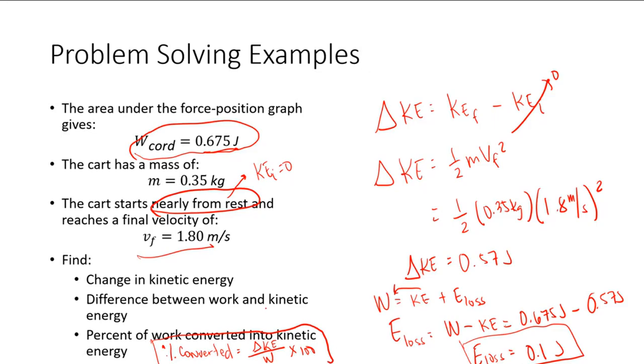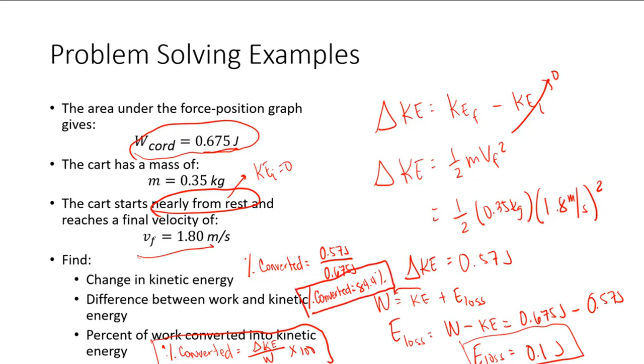That means that for the percent converted, forgive me, I am writing anywhere on this screen. Percent converted, that would be equal to the kinetic energy, which is equal to 0.57 joules over your work, which is 0.675 joules. So what would be the percent converted here? Rojas, can you calculate for this one, Rojas? 84.4% po. 84.4%. Okay, that is correct.